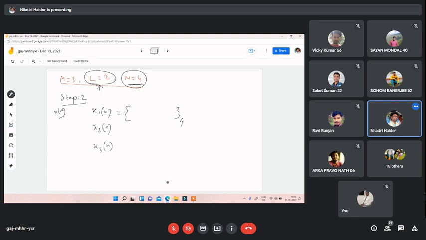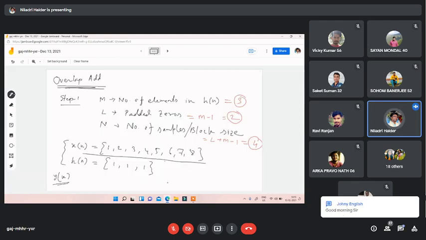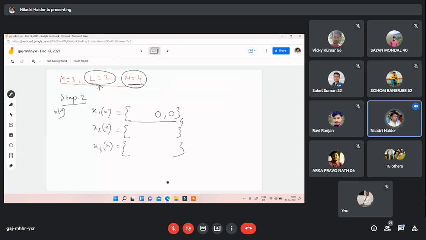That means x1n has a size of 4, of which the last 2 values will be 0. Similarly x2n, x3n like that. So what will be the value of x1n? x1n will first choose from the initial 1, 2. After 1, 2, the next 2 positions will be 0. So x1n will be 1, 2, 0, 0.